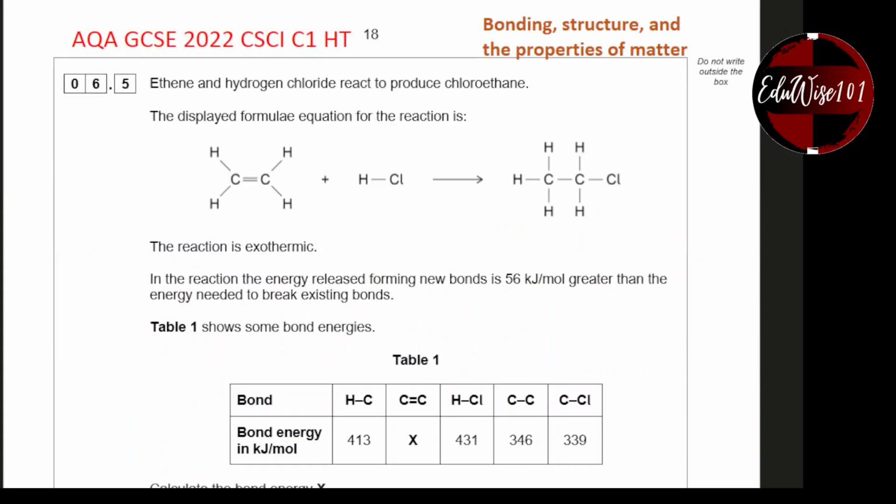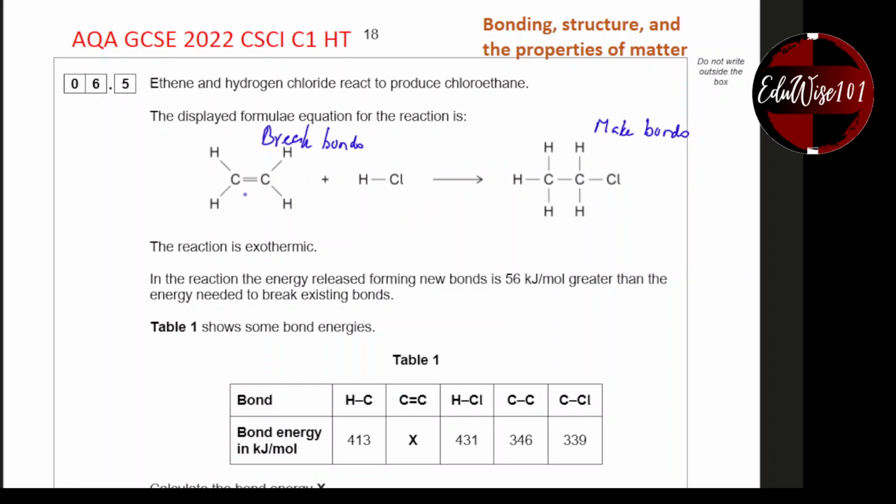Question 6.5. Ethene and hydrogen chloride react to produce chloroethane. The displayed formula equation for the reaction is the one that is given here. This reaction is exothermic. In the reaction, the energy released forming new bonds is 56 kilojoules per mole greater than the energy needed to break the existing bonds. Now, where are you breaking the bonds? You are breaking bonds here, and you're making the bonds here to form chloroethane.